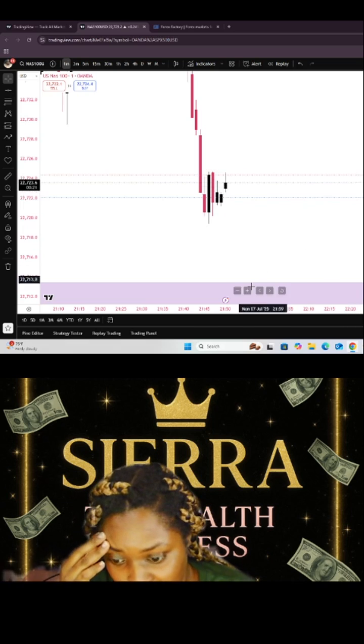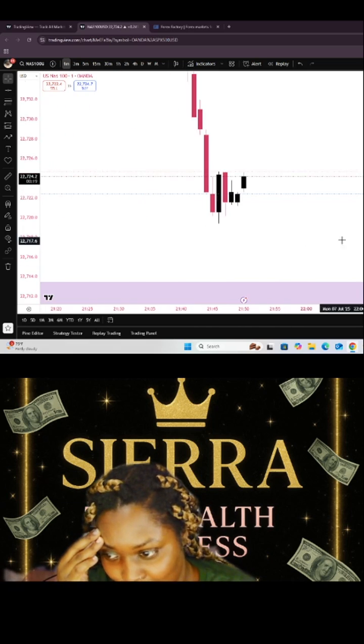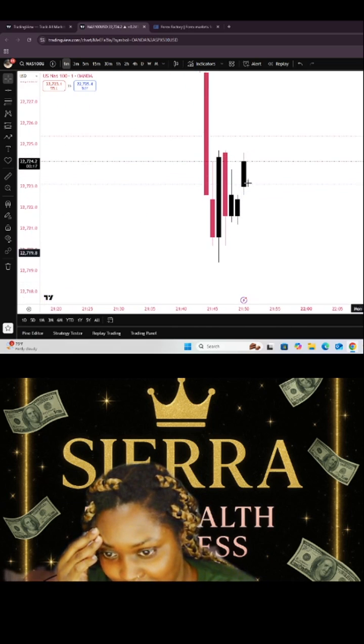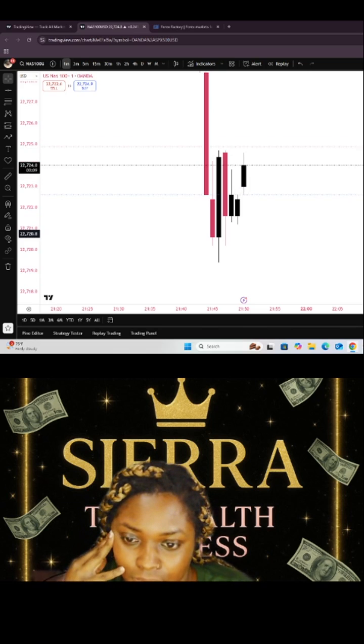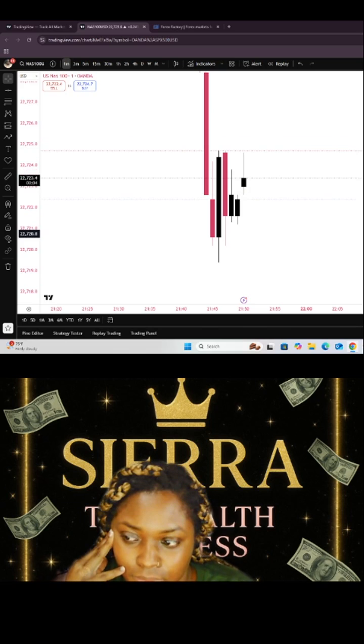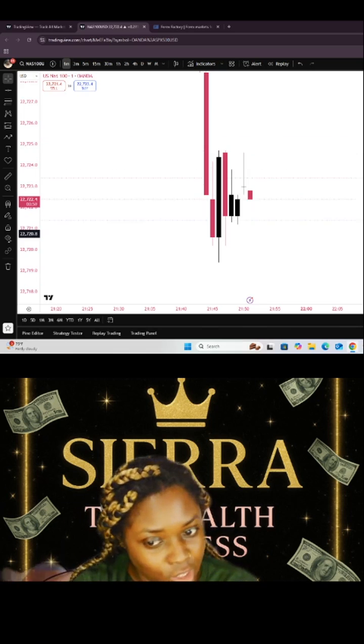You see how this candle is acting? We got 18 seconds left. This is our current candle. Five seconds left. All right, closed as a pin bar.